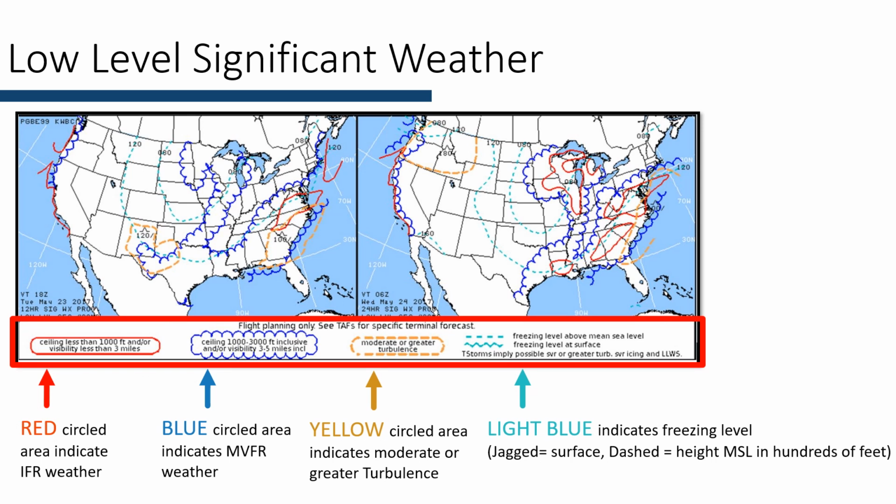When you look at this chart, you will notice regions enclosed by borders of different colors. Each color represents a different weather condition. Red circled areas on the chart indicate regions where IFR conditions are present.